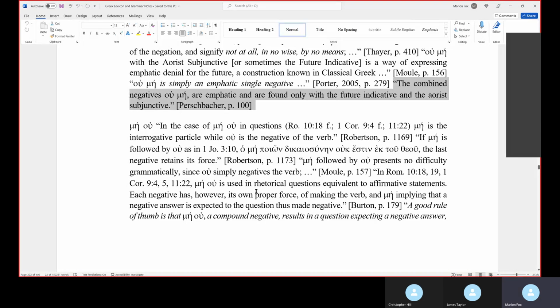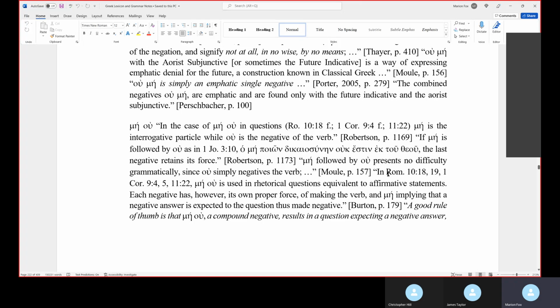Okay. Right. Now, right here we have me ou. And here's some places it's found. Right. Now, it's not found very much. In the case of me ou in questions, me is the interrogative particle, while ou is the negative of the verb. So they function differently. Me ou does than ou me. And just dial that in the back of your mind, and here's some places it's found.